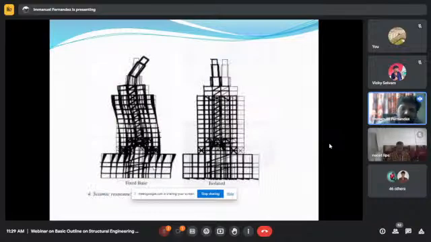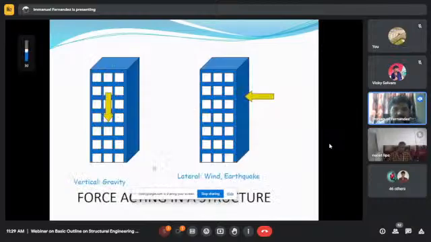And here is an isolated structure where you can see the deflection is very less. But this is basically based on the roller, and these are some of the forces which act vertically on the structure and which act on the horizontal portion. Vertical we call gravity load, and lateral force we call earthquake.